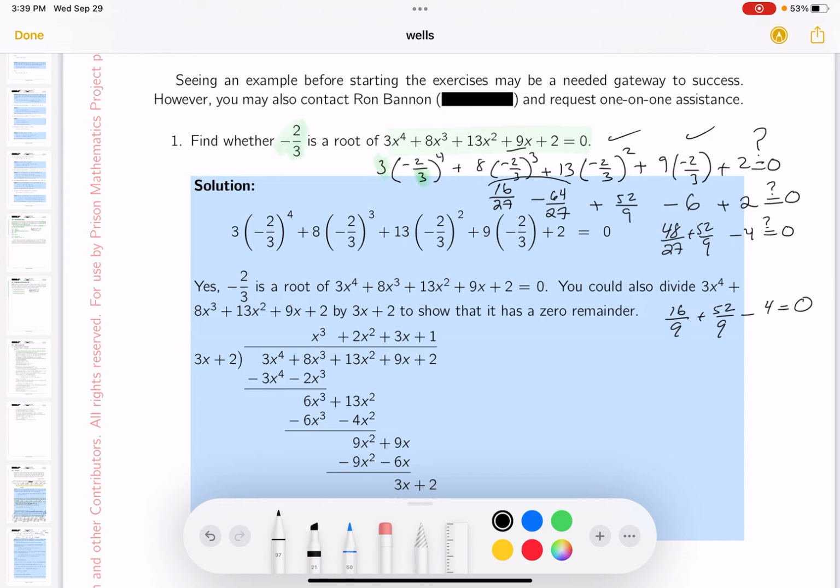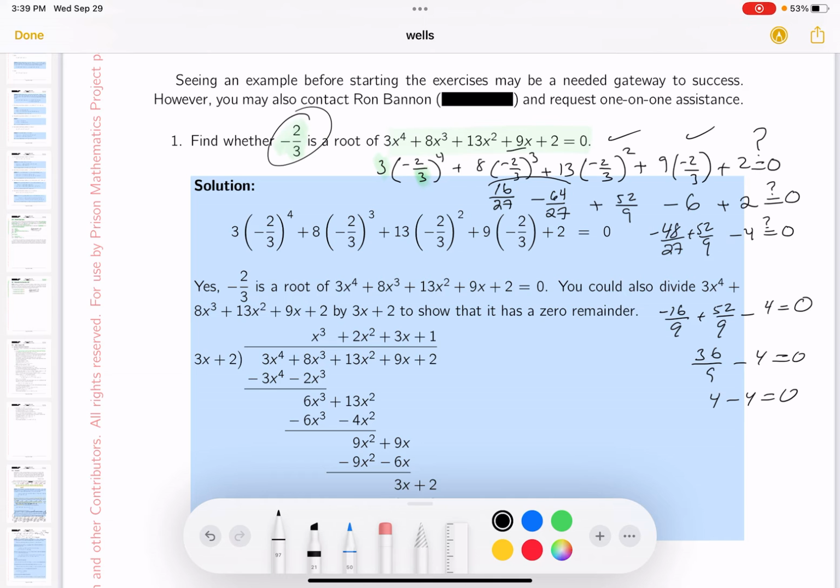You know what? I think I made a mistake somewhere. Ooh, I see it. That's minus 48. Sorry about that. This is minus 16. I'm glad I made a mistake because I get a chance to correct it. And you should also be thankful for a chance to correct a mistake if you make it. So what's minus 16 plus 52? 36. Yeah, it's work. There's no doubt about it. 36 divided by 9 is 4. 4 minus 4 is 0. So now I'm convinced this is a root.